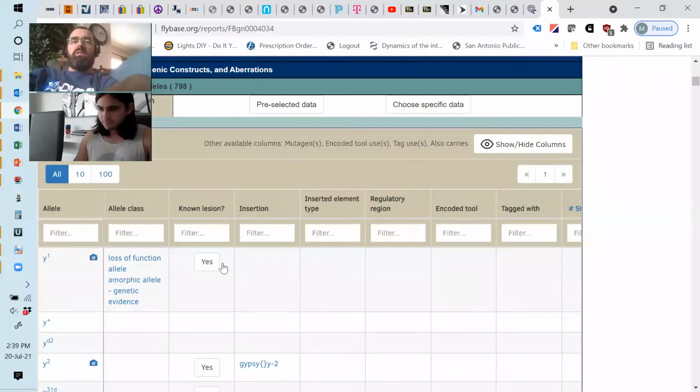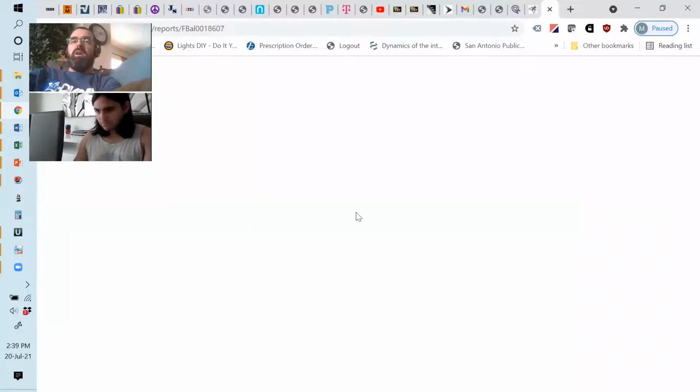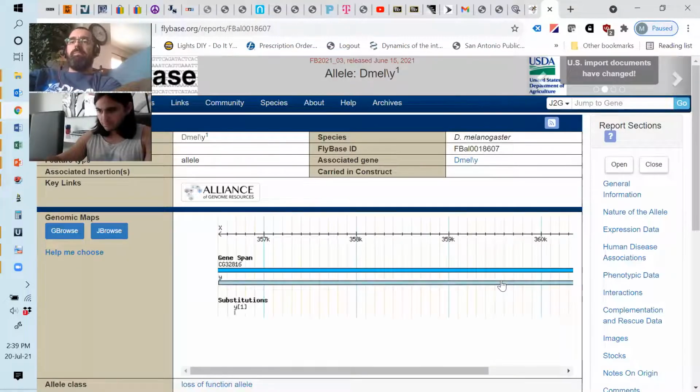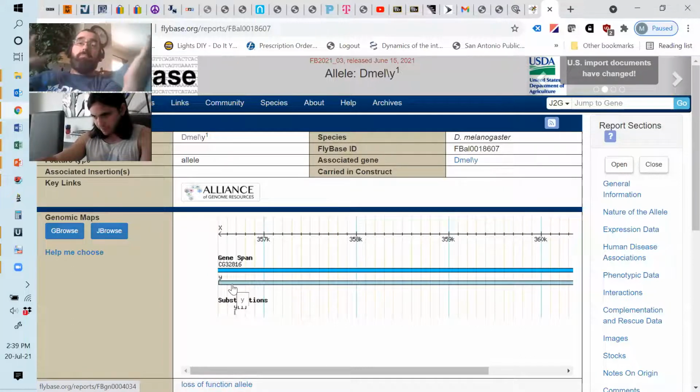All right, so we're going to look at this one because this is the allele that we used in our experiment. So you click on that. Here's another bit. I love these. The people who invented these kind of graphical ways of looking at stuff, I think, are geniuses.